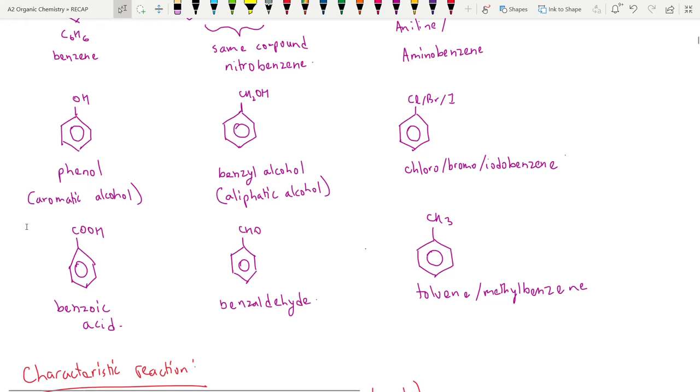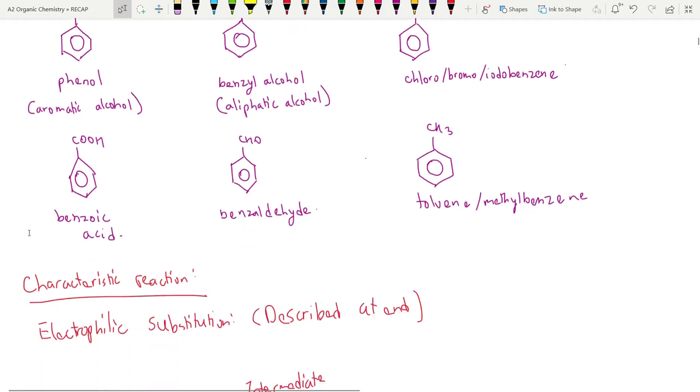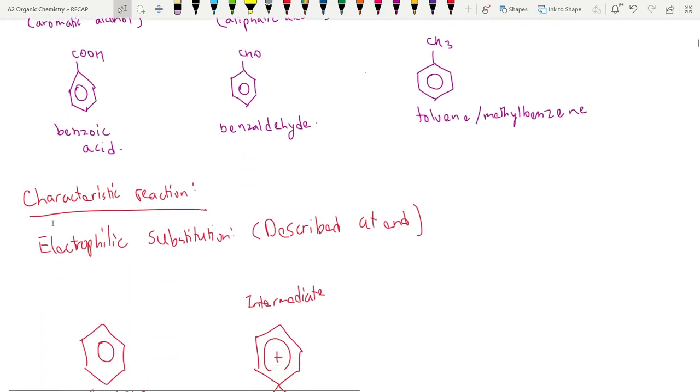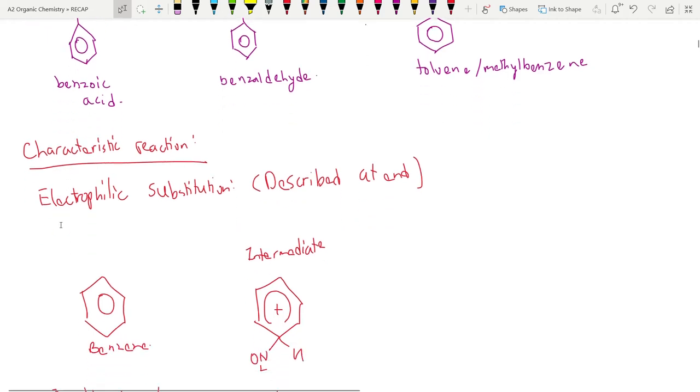If OH is attached, it is called phenol. If CH2OH is attached, it's benzyl alcohol. It's an aliphatic alcohol. If a halogen is attached, it's called chlorobenzene or bromobenzene. If an alkyl group is attached, for example a methyl group, it's called methylbenzene or toluene. Aldehydes and carboxylic acids can be attached as well. If a carboxylic acid is attached to the benzene ring, it's called benzoic acid. So what are the characteristic reactions of the benzene ring? It's electrophilic substitution. I've described this at the end.